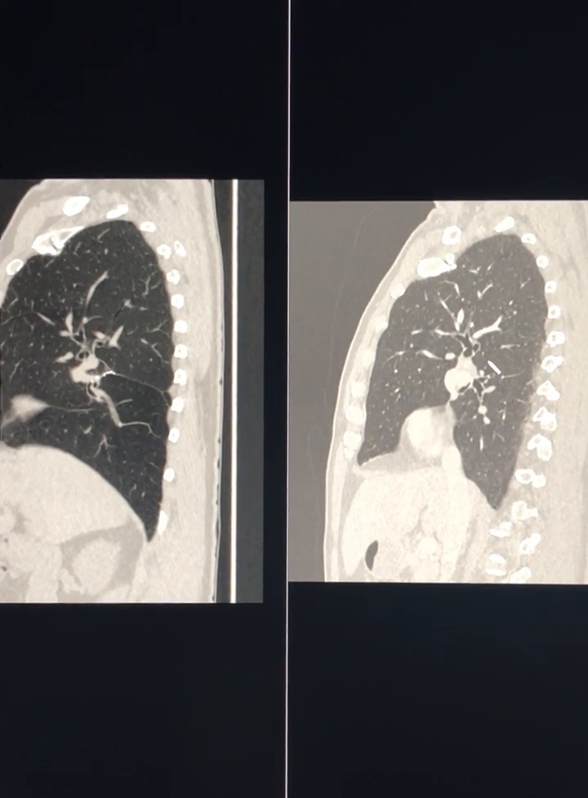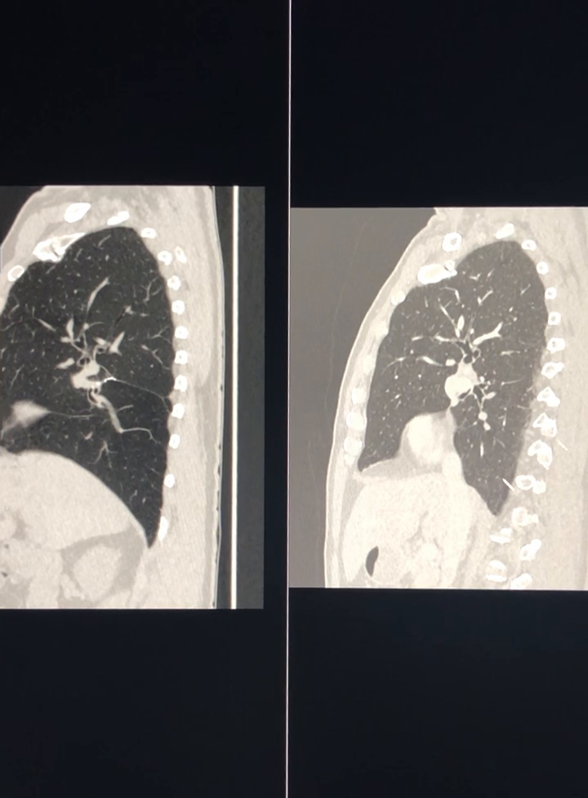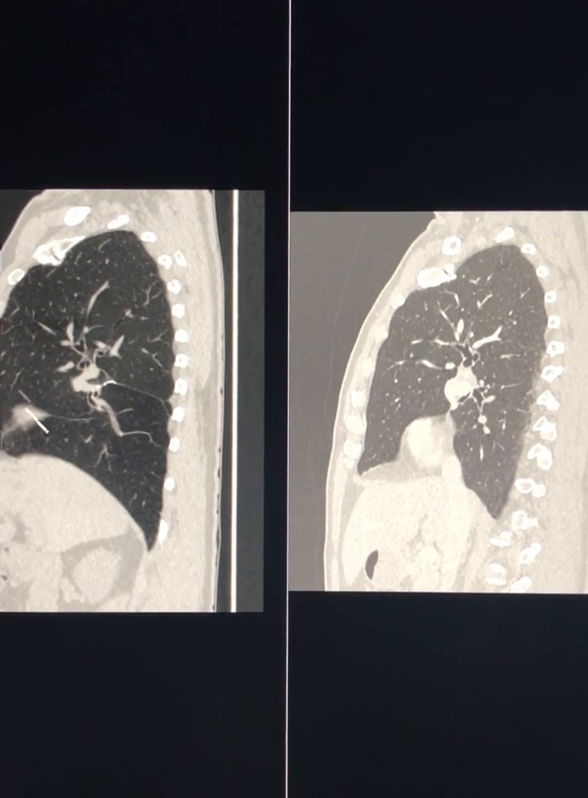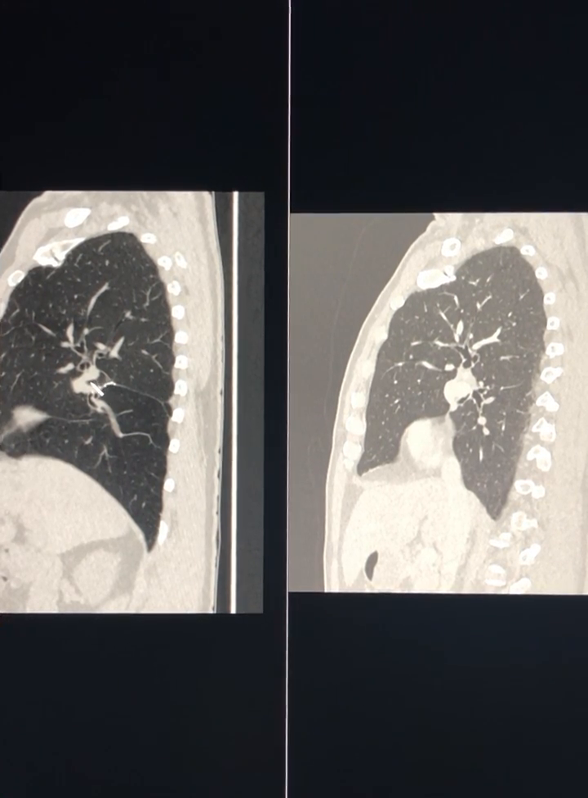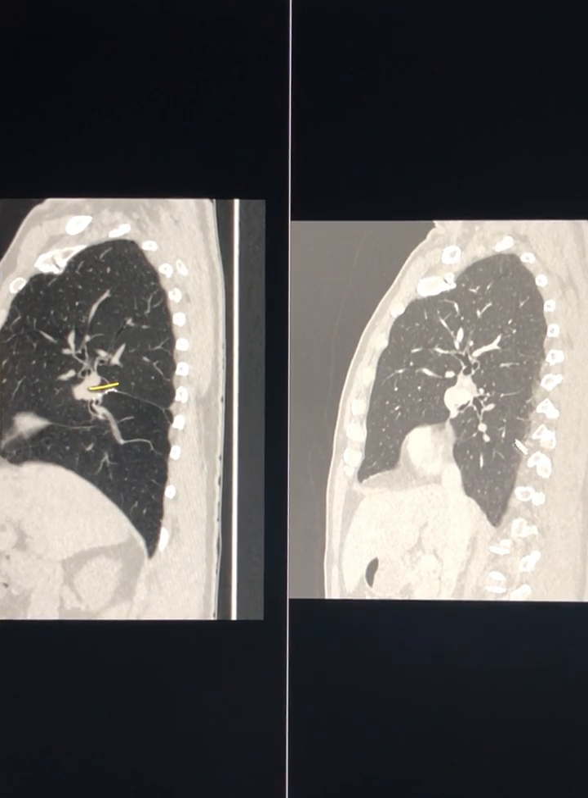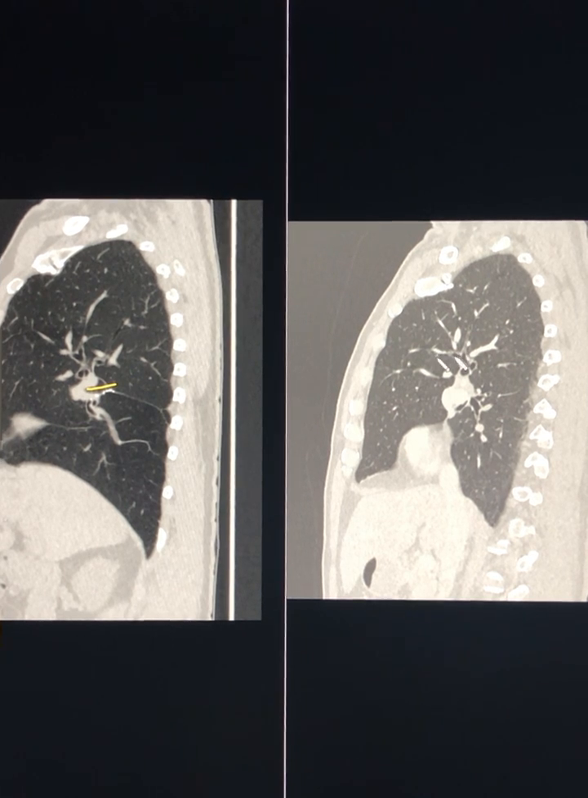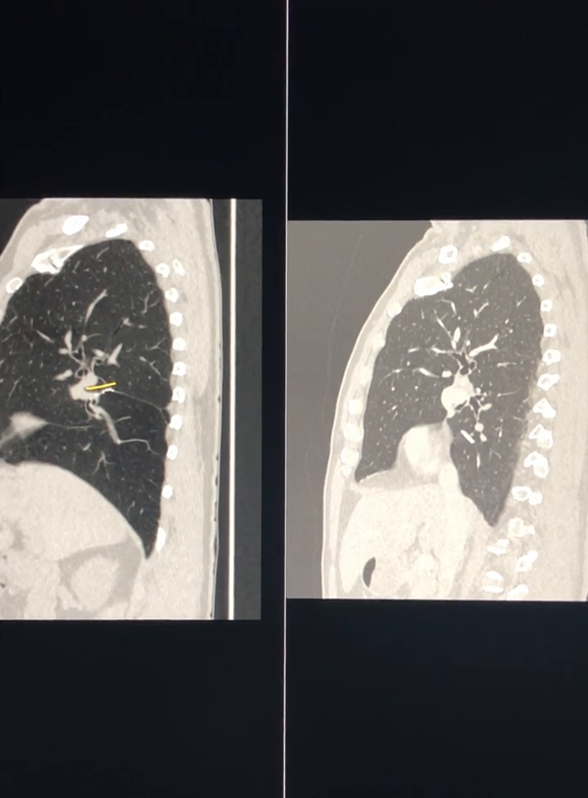You have two CT scans in front of you, and on the right you have the preoperative scan, and on the left the post-operative scan. As you can see, there's a suture line here showing that it is in fact indeed a post-operative scan. And these two scans are at the same level on the right lung.